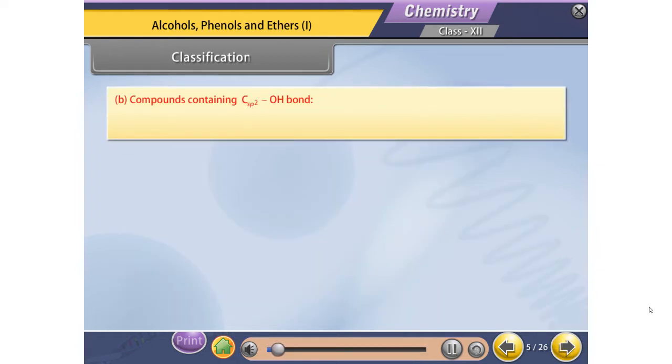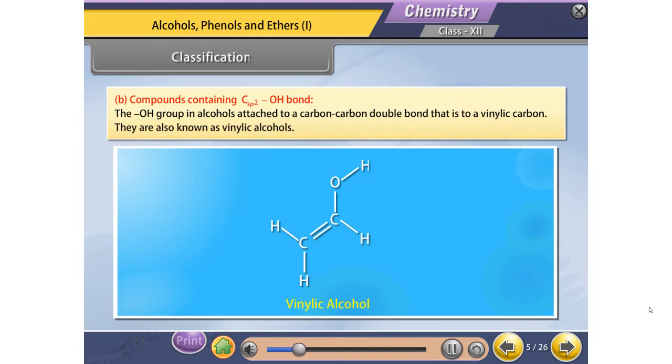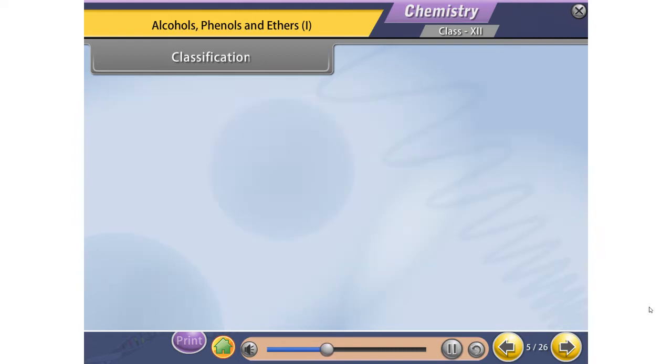Classification. Compounds containing sp2 hybridized carbon atom bonded with hydroxyl group. The hydroxyl group in alcohols is attached to a carbon-carbon double bond, that is, to a vinylic carbon. They are also known as vinylic alcohols.